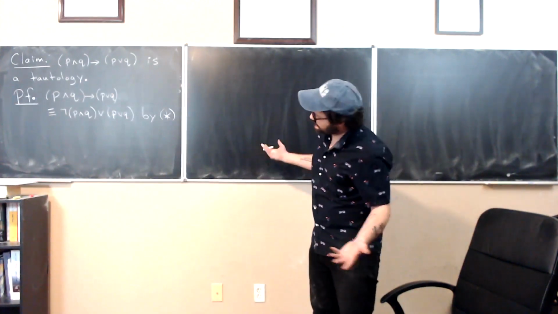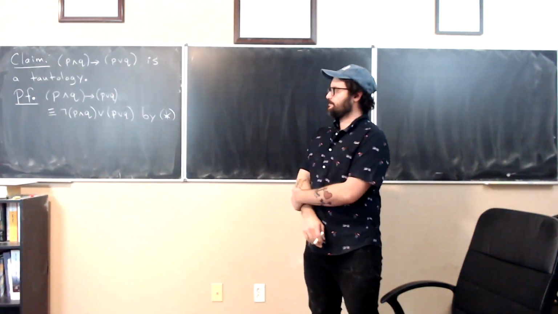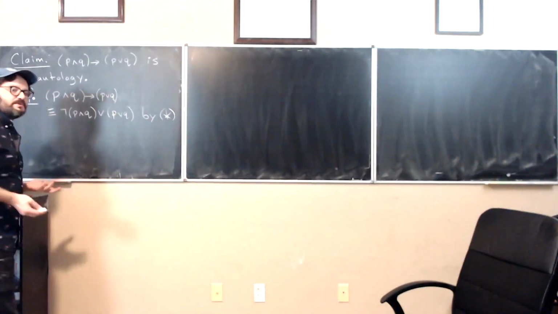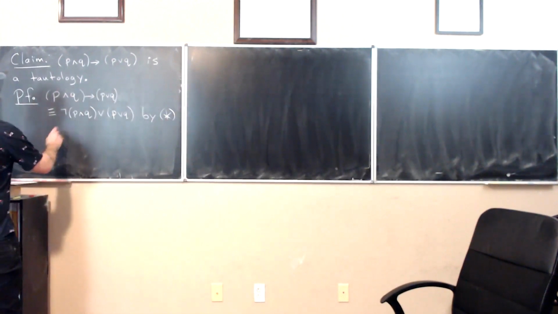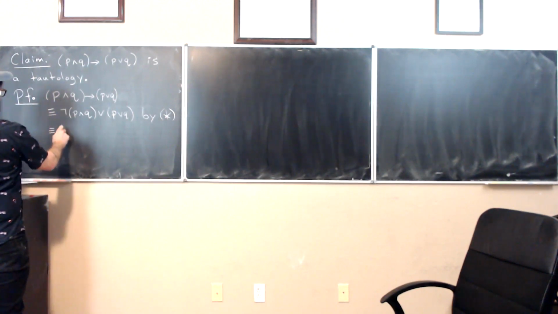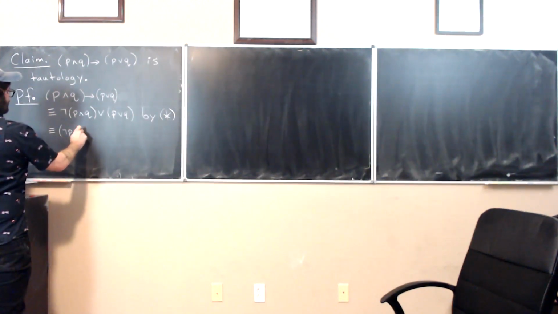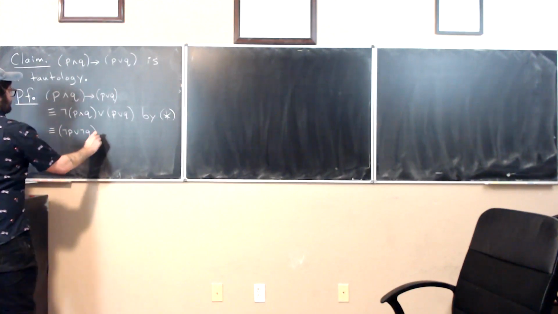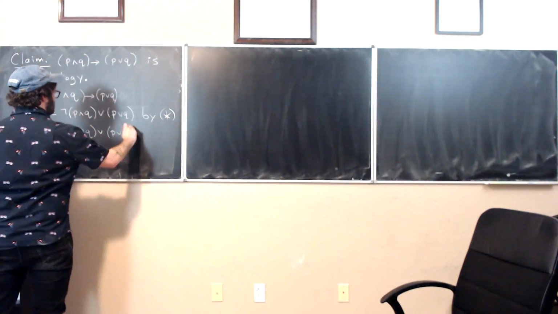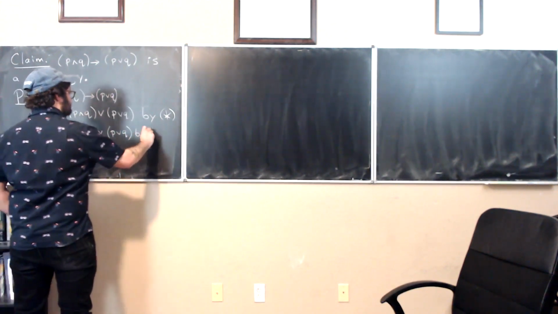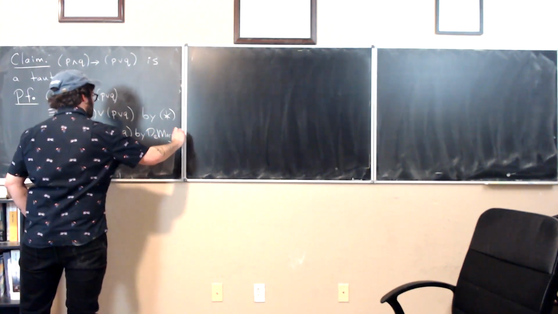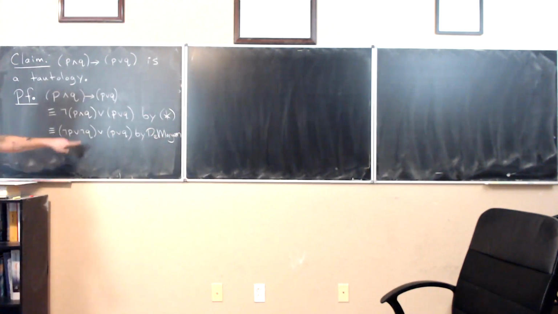Next up, I see that I have the negation of a conjunction right here. Whenever I see that, my immediate thought is De Morgan's law. So I'm going to apply De Morgan's law right there. This will become not P or not Q or P or Q, by De Morgan. And from there to there, that's De Morgan's law.